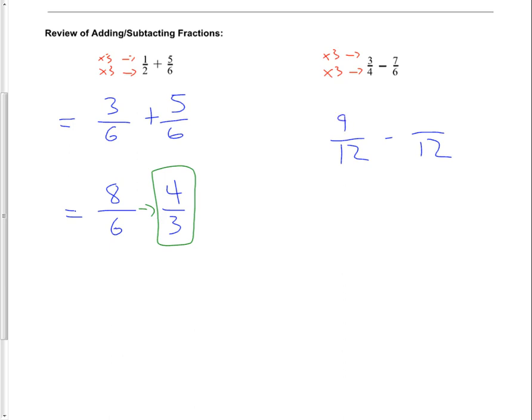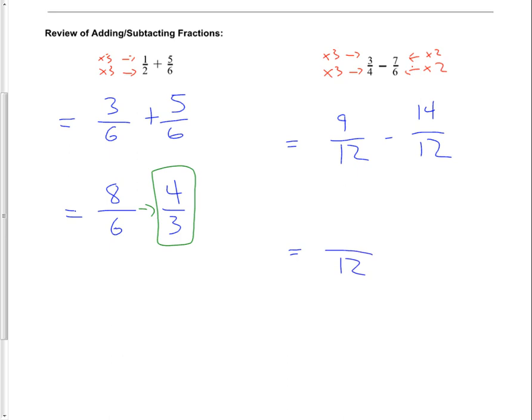On the other fraction, we have 6, which became a 12 by multiplying it by 2. If we multiply the 6 by 2, we also have to multiply the 7 by 2 as well. So 7 times 2 gives us 14. Now we have fractions that have common denominators. They have the same number on the bottom. Just like we did with adding, you only add or subtract the top numbers and you keep the bottom number the same.